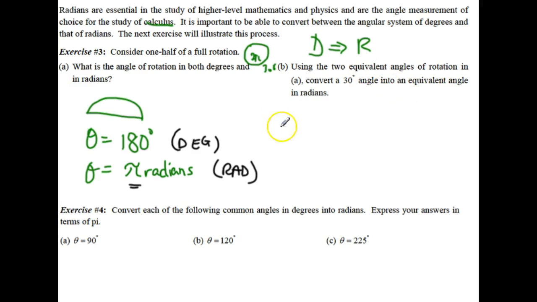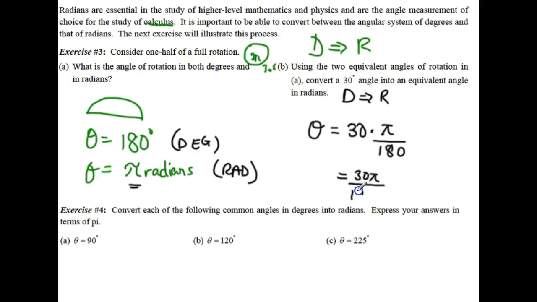Now, this question says, using the two equivalent angles in rotation, convert a 30 degree angle to the equivalent radian. So to convert, this is where it goes: I'm going from degrees to radians. Theta is equal to 30 times pi over 180. Then we're going to simplify this. This is 30 pi over 180, which is the same as pi over 6 radians.